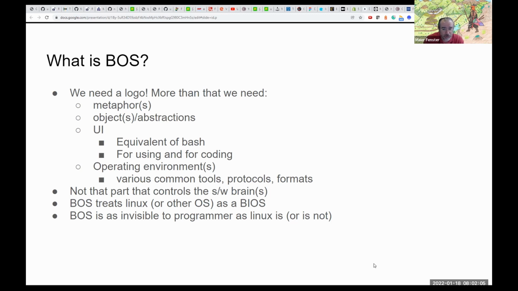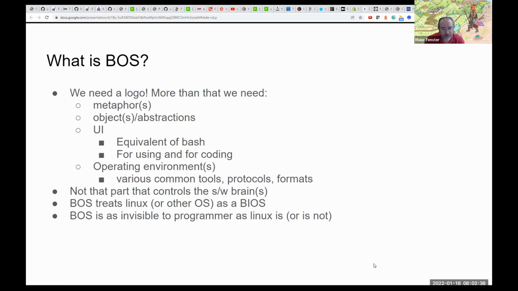What we do know is that BOS is not the part that controls the software brain. In other words, if you have a CPU with some memory and a hard disk, you're going to have Linux on it, or VxWorks, or some operating system. That is not BOS. That is an operating system which controls the brain. When we talk about BOS, we're talking about the rover as a whole.